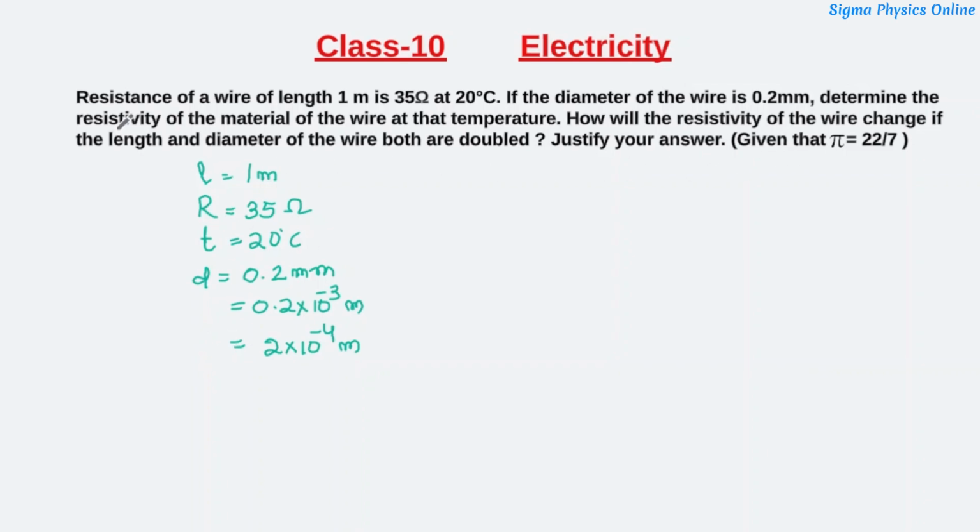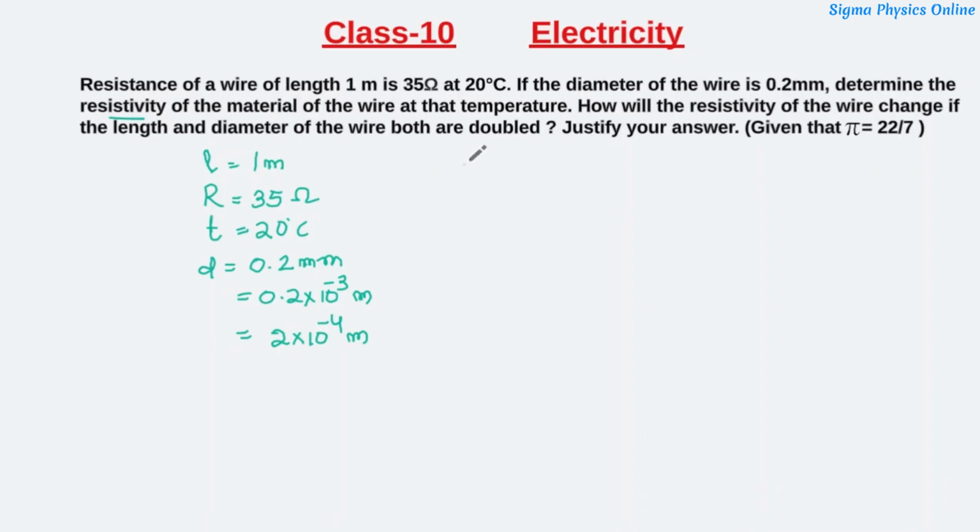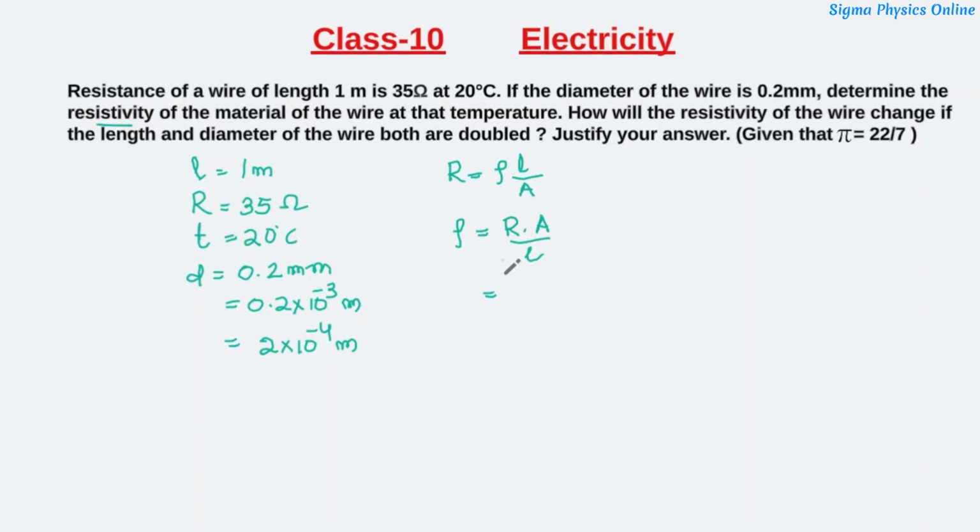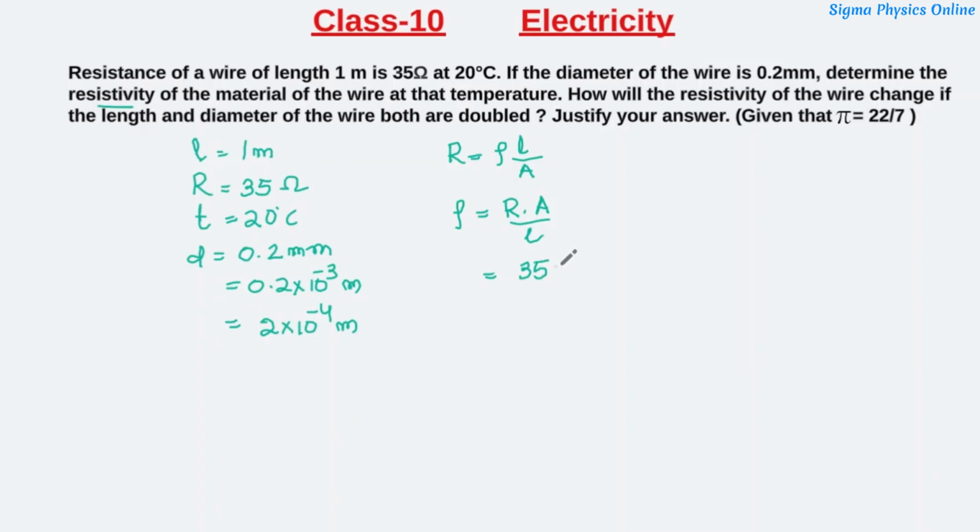Now we have to determine the resistivity of the material of the wire. We know the formula for the resistance is given by R equals rho L by A. So resistivity will be R into A by L. Now we have the resistance, which is given as 35 ohm, but we don't know the area of cross section. So let's find out.